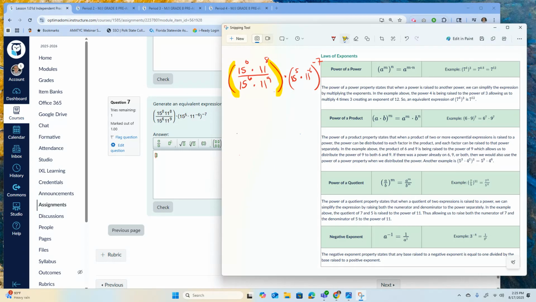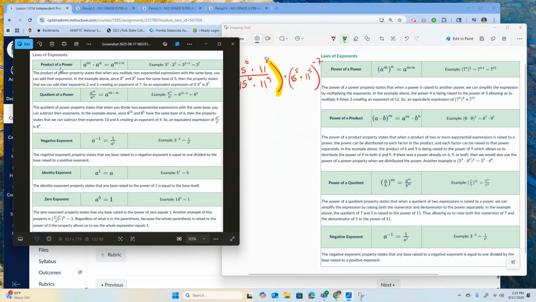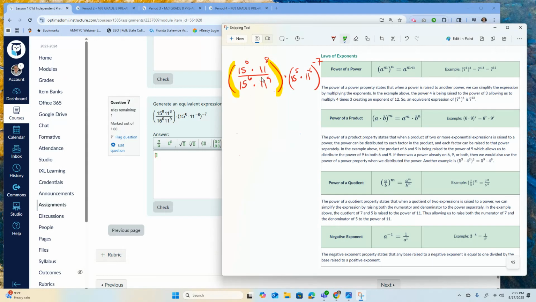Here's what you're going to do. When you have two different bases, these rules only work, I should have said, these rules, the product of powers and quotient of powers. These two rules only work when the bases are the same. So inside here, I have a division. So what I'm going to do is work with the bases that are the same. So I'm going to work with the base 15 first.